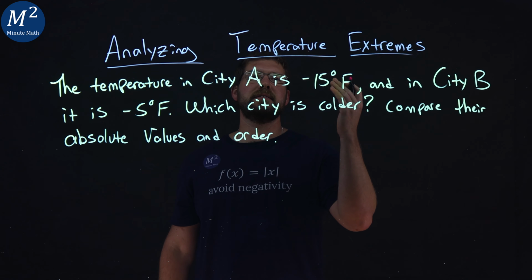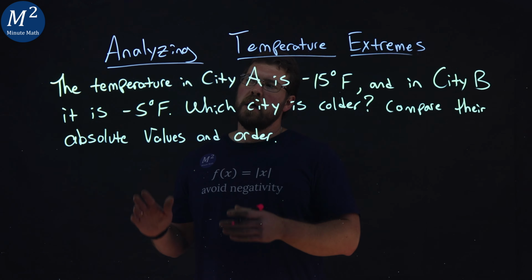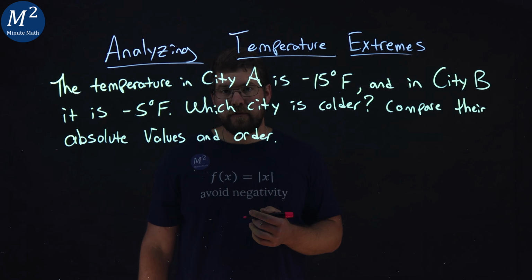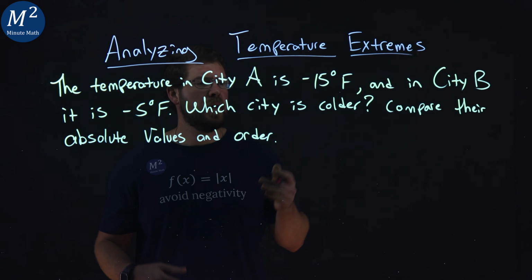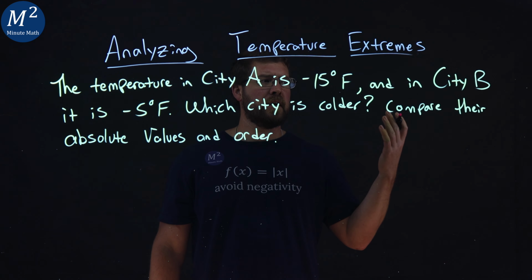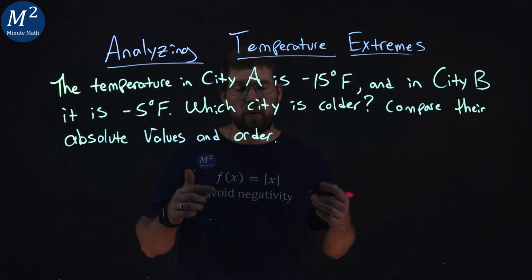Let's learn about analyzing temperature extremes. The temperature in city A is negative 15 degrees Fahrenheit, and in city B it is negative 5 degrees Fahrenheit. Which city is colder? Compare their absolute values in order.